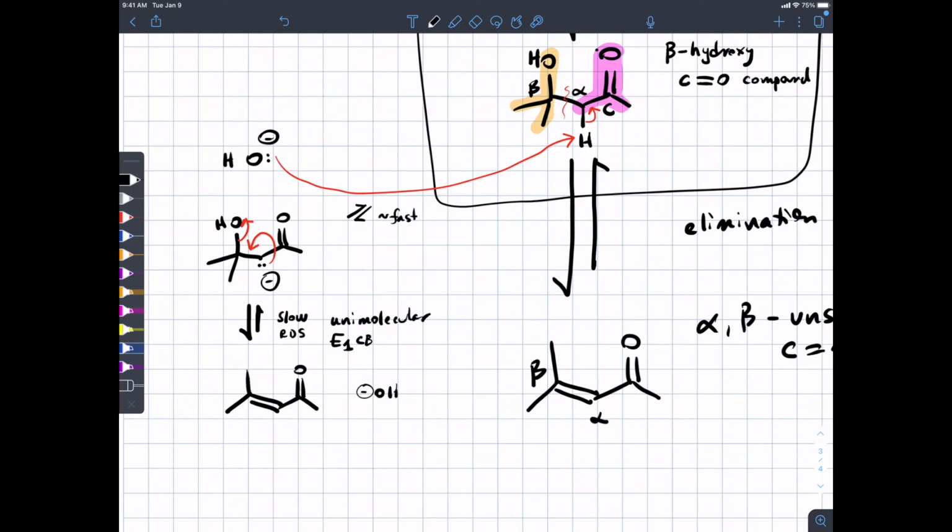That's just me sort of nerding out on mechanism. You don't need to remember that term. But you should know the mechanism of removing the OH group via this dehydration reaction where the enolate is the intermediate. Yes?